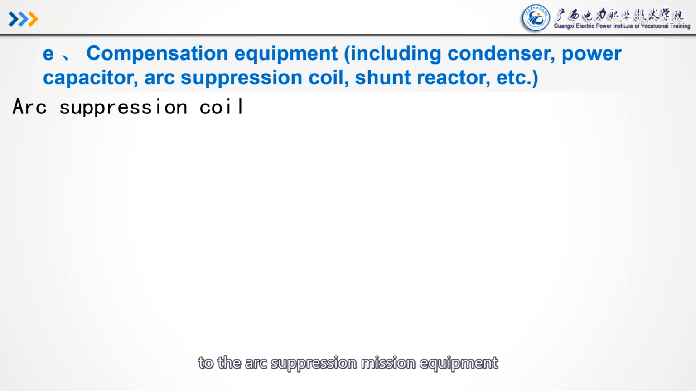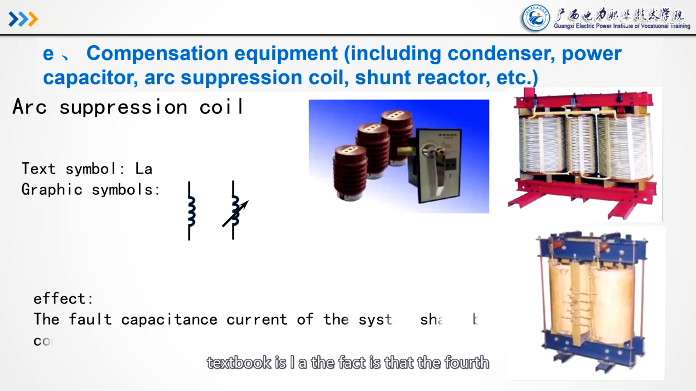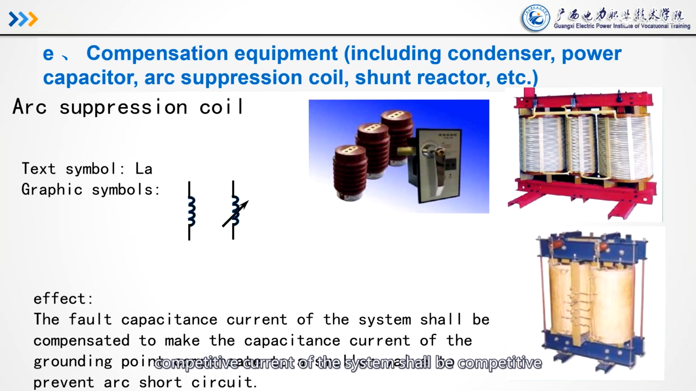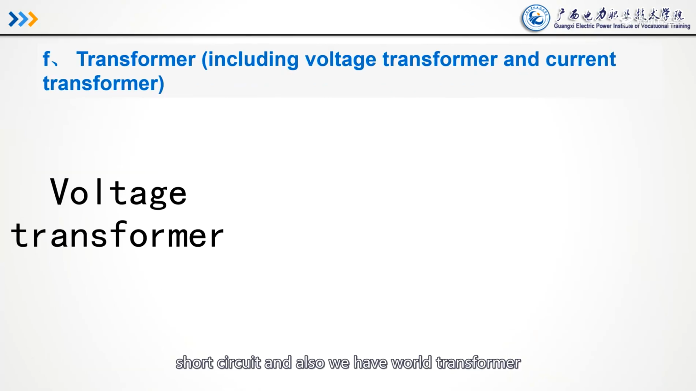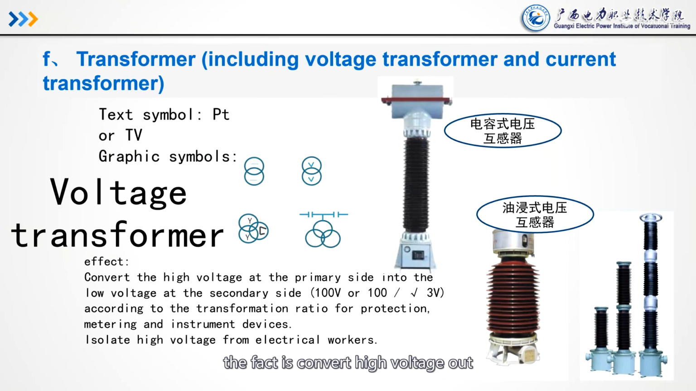The arc suppression equipment. The arc suppression coil. Tag symbol is LA. The effect is that the fault capacitive current of the system shall be compensated to make the capacitance current of the grounding point a smaller value to prevent arc short circuit. And also we have the voltage transformer. The voltage transformer, the tag symbol is PT or TV. The graph symbol is up here. The effect is to convert the high voltage at the primary side into the low voltage at the secondary side.